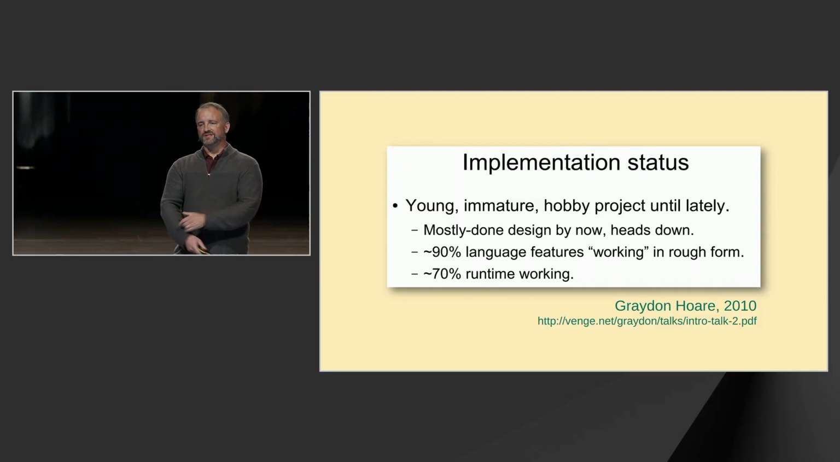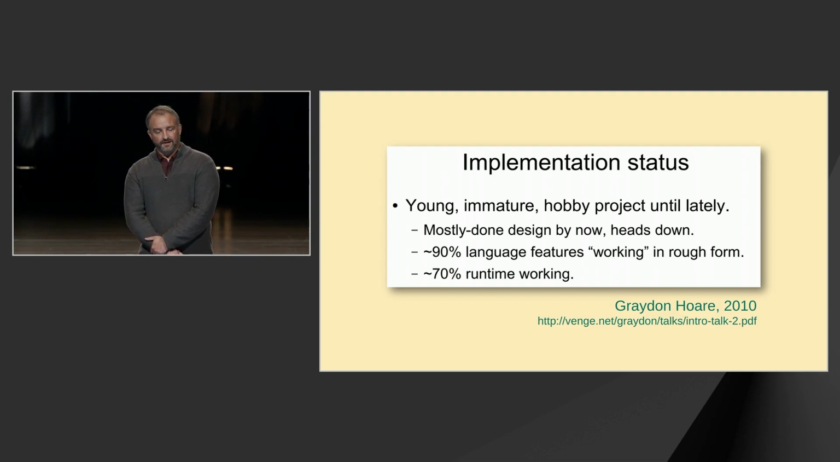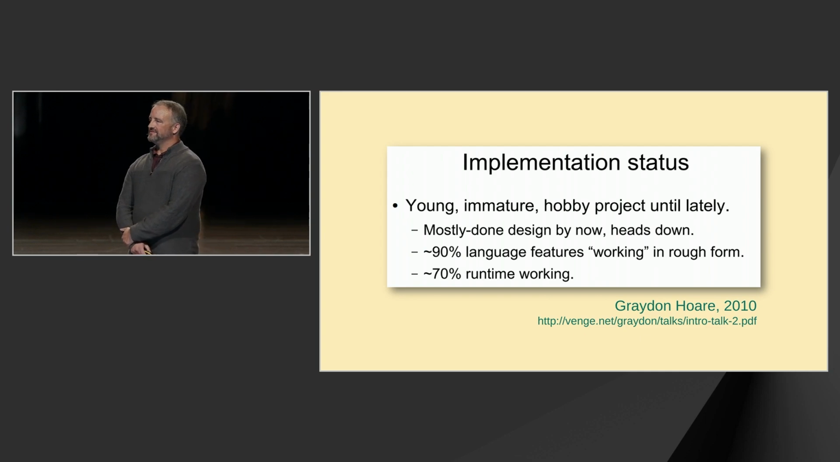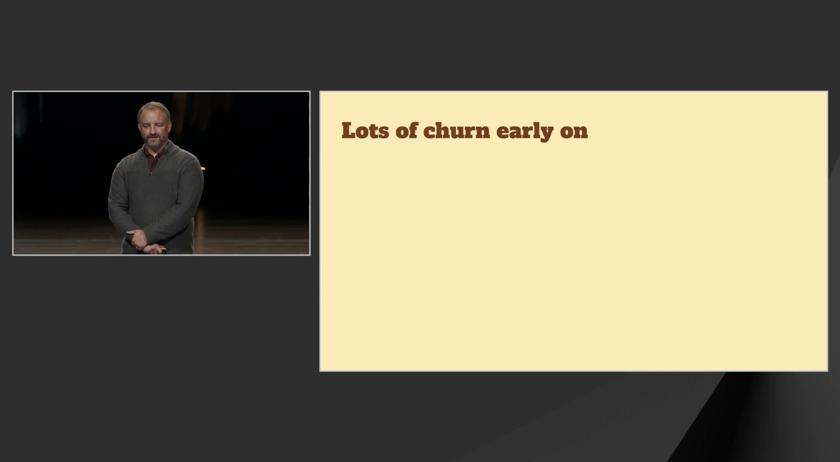So when Graydon first started sharing this project at Mozilla, he gave a talk that there's a link there if you want to go find the full talk. It's pretty interesting as a bit of language history. But he had this slide in there that talked about how this has been kind of a young and immature project, but that the design's mostly done. We've got 90% of the language features working and around 70% of the runtime. So essentially just a little bit more work and the language will be done. We know with hindsight now that it was actually 5 more years before the language was finished, or before we got 1.0.